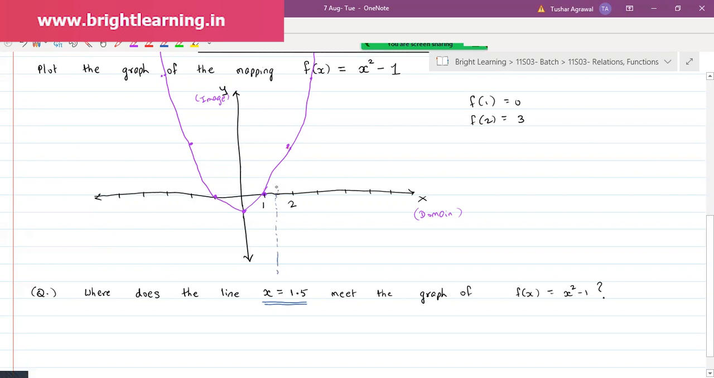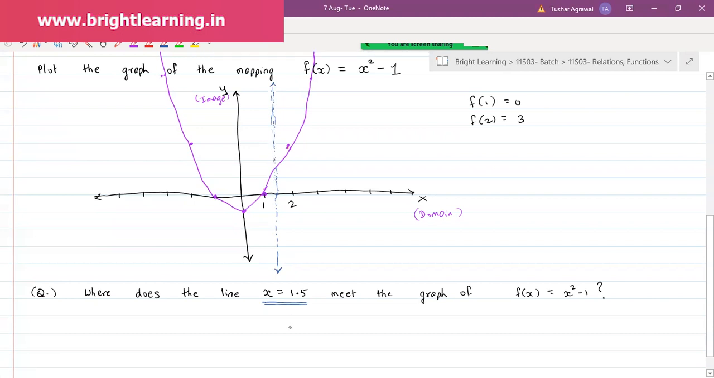Sir, x is 1.5 given, but what is the value of y? y is not given. So along with x equal to 1.5, I can take y equal to 1, y equal to 2, y equal to 3. If you join all those points, you get a straight line this way, the blue line that I have drawn.